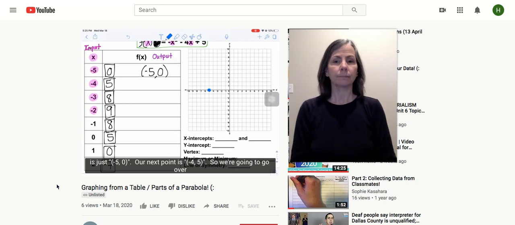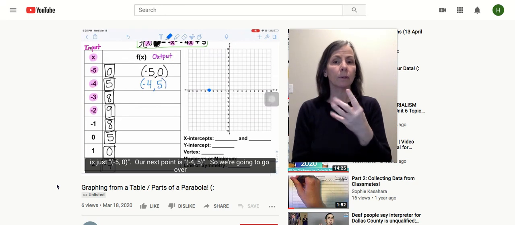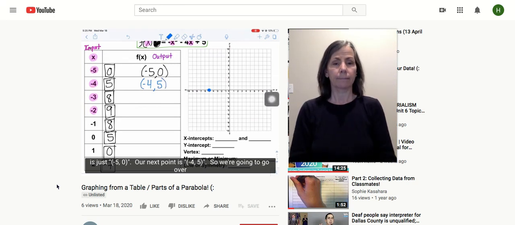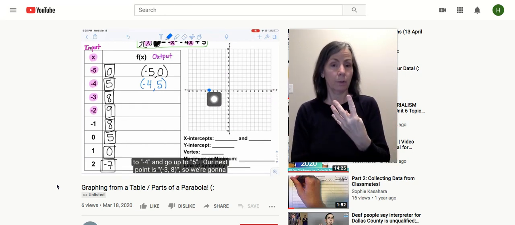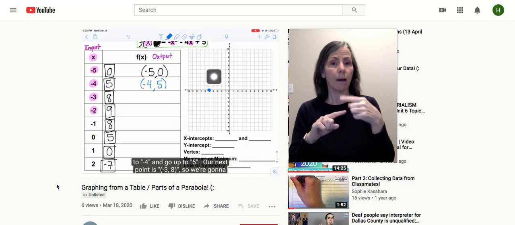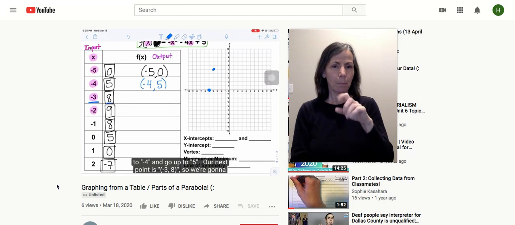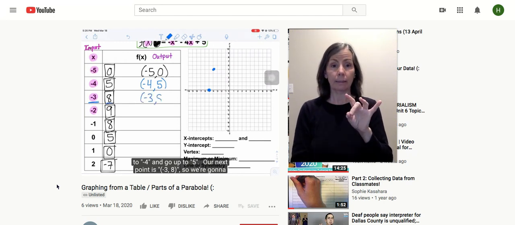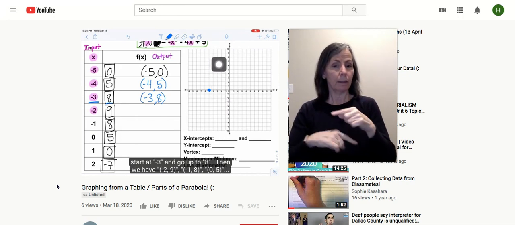Our next point is -4, 5. So we're going to go over to -4 and go up to 5. Our next point is -3, 8. So we're going to start at -3 and go up to 8.